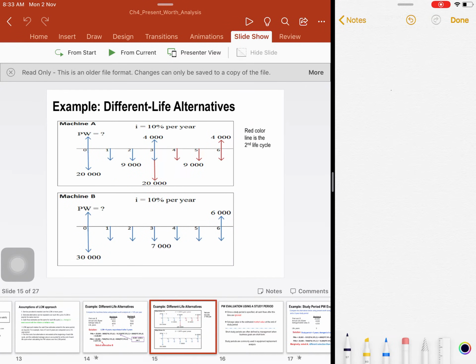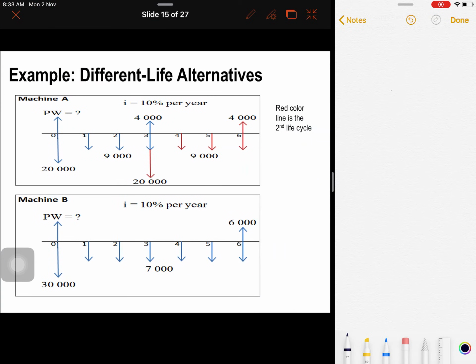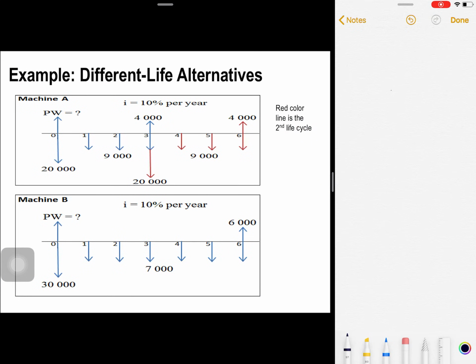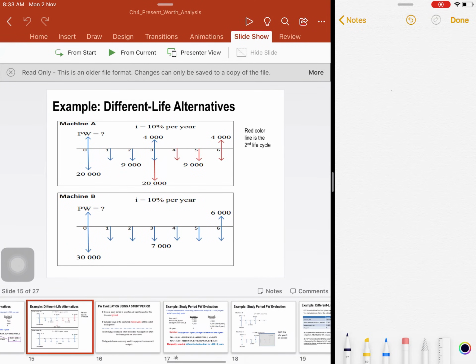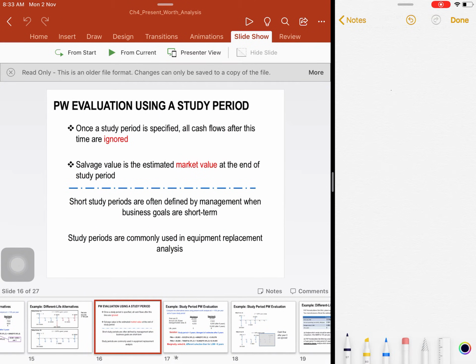So next we will move to the next slide. Example of PW alternatives A and B. This is an example of how the cash flow diagram looks, for you to have a better understanding. When we have the second cycle of the third year, we repurchase and we calculate this for the next 3 years of the second life cycle. For alternative B, we have up to n equals 6.